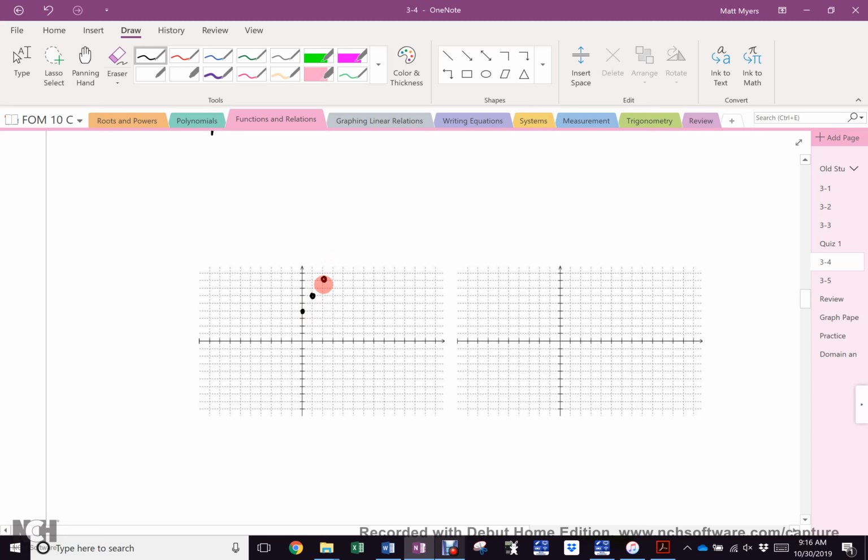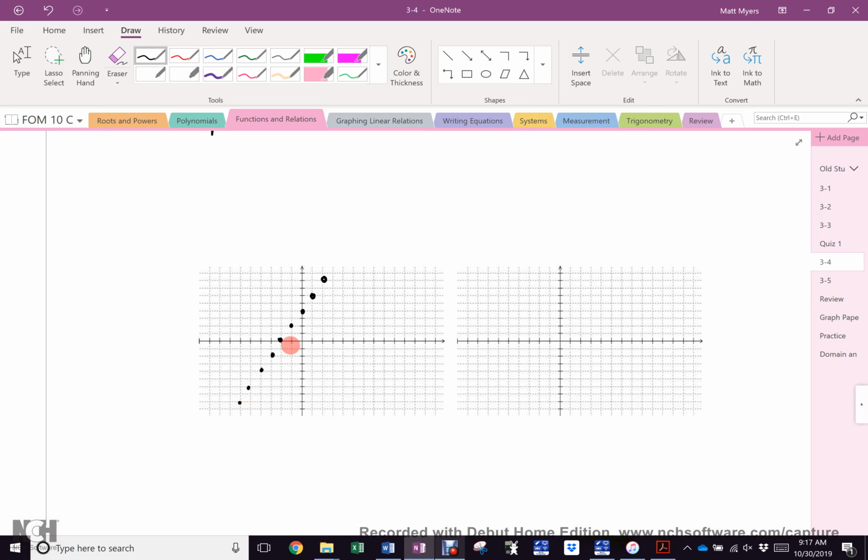For every 1, I'm going to go up 2. So down 2, over 1, down 2, over 1. How long could I keep making these dots? Till I run out of graph, if I wanted to. Do I need to? No, because it's a pattern, right? Once I have 3 dots, what can I do? Okay, and then what would I do?